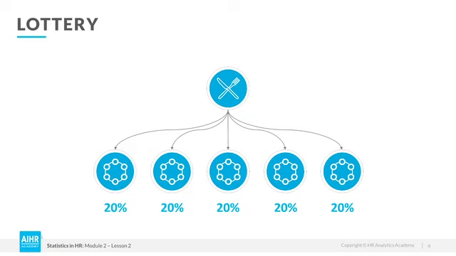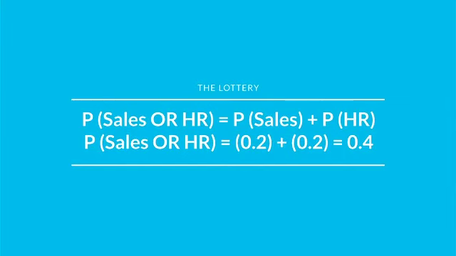Back to the free lunch. Winning the lunch is mutually exclusive. There can be only one winning department per day after all. This will allow us to use the simplified addition rule, which says that the probability of sales or HR winning the lunch is the sum of the chance HR or sales will win. We write this down as follows. P(sales or HR) equals P(sales) plus P(HR). In our case, this is P(sales or HR) equals 0.2 plus 0.2 equals 0.4.